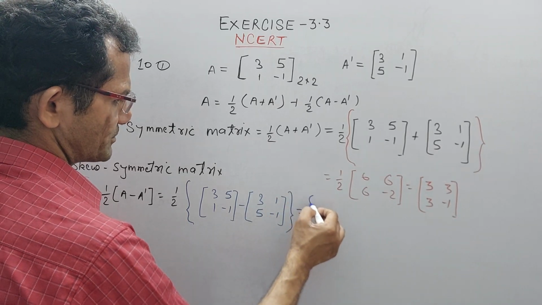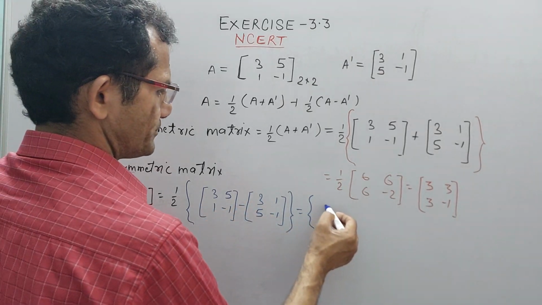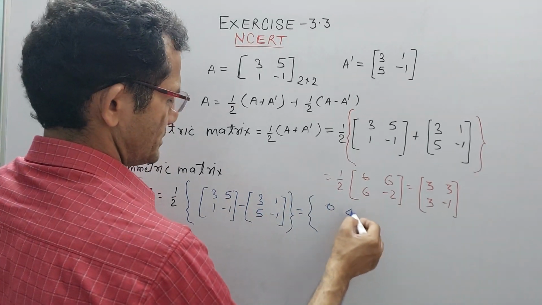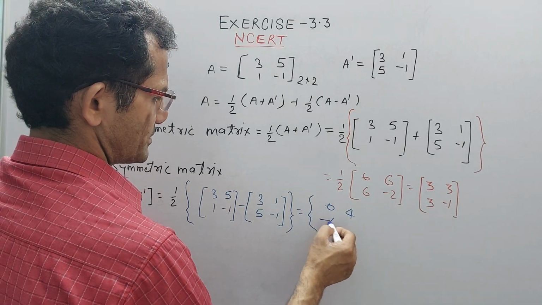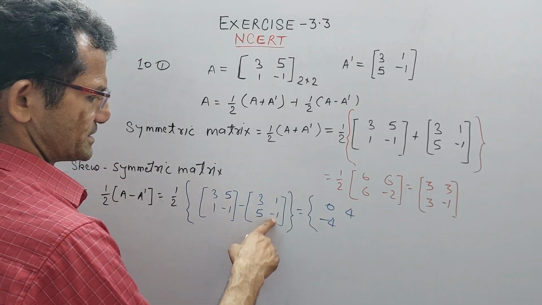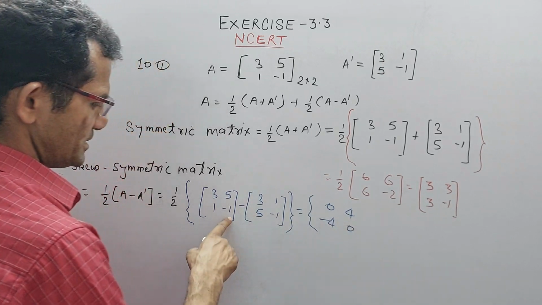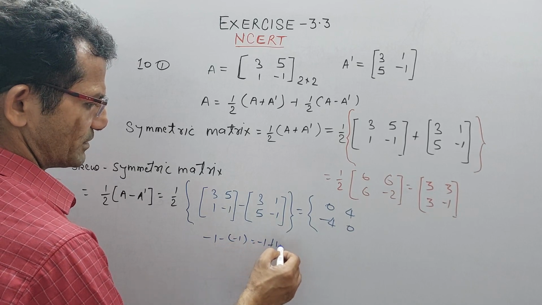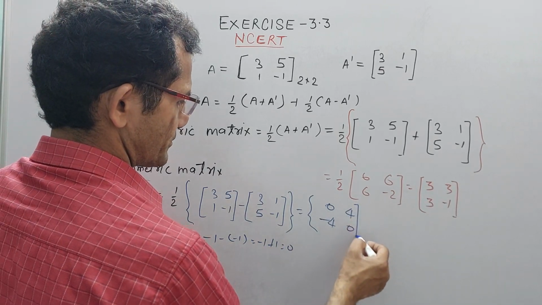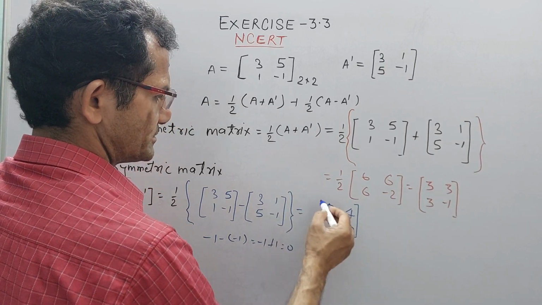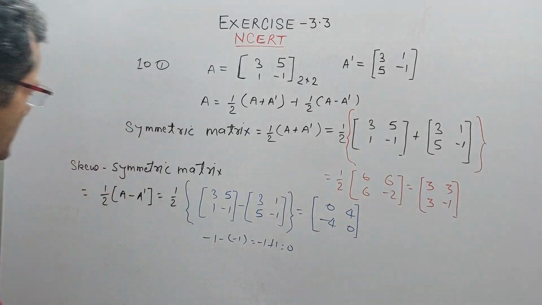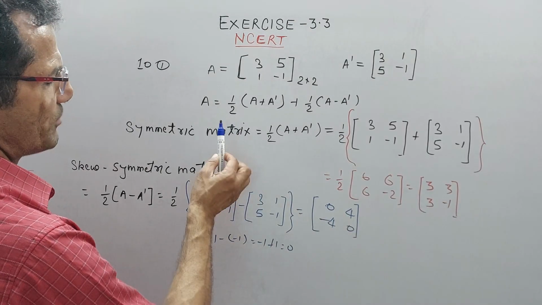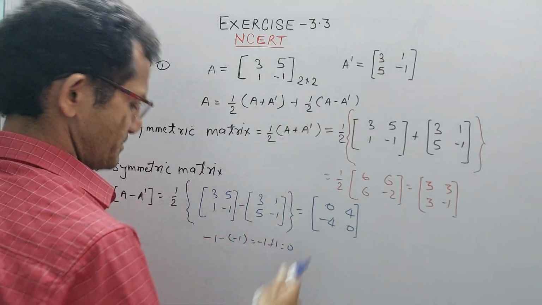Now if I simplify this, 3 minus 3 is 0, 5 minus 1 is 4, 1 minus 5 is minus 4, and minus 1 minus minus 1 becomes 0, so it comes out 0. This is our skew symmetric matrix. So any matrix can be written as the sum of a symmetric and a skew symmetric matrix.